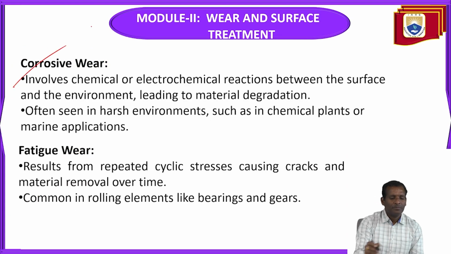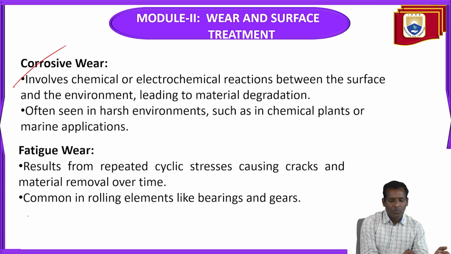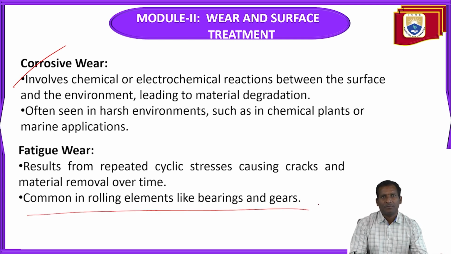Next, corrosive wear involves chemical or electrochemical reactions between the surface and the environment, leading to material degradation. This type of wear is often seen in harsh environments, such as in chemical plants or marine applications. Fatigue wear results from repeated cyclic stresses. We have seen in the previous slide, causing cracks and material removal over time. Common in rolling elements like bearings and gears.